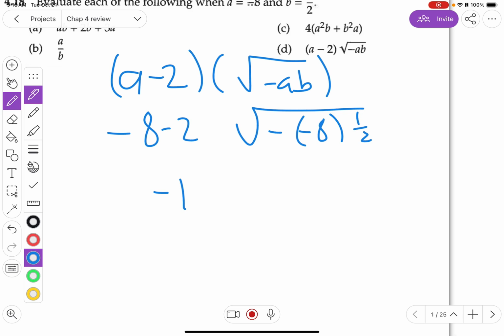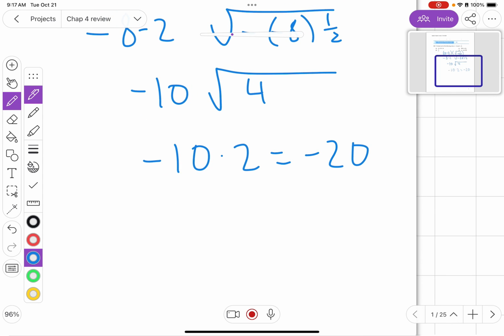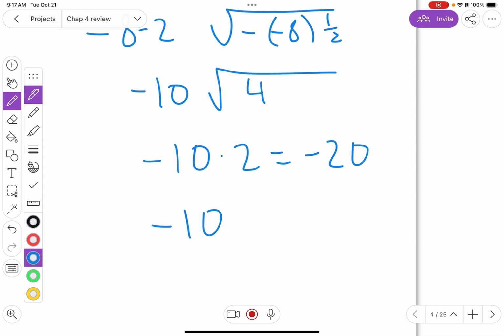Okay, so we'll have minus 10 times the square root of minus times minus 8 is plus 8. 8 times 1/2, same as 8 divided by 2, 4. So we'll have minus 10 times 2 equals minus 20. And you might get people who, some people will give you this. They'll say the square root of 4 is plus or minus 2. And so you might get someone who says, well, really the answer is minus 20 or positive 20. And we'll see a lot more of that as we go on.